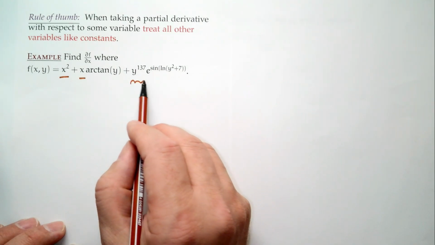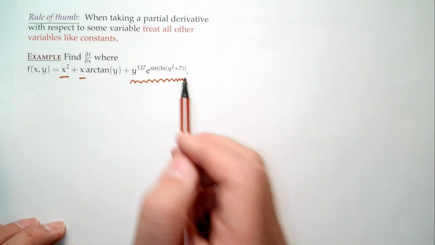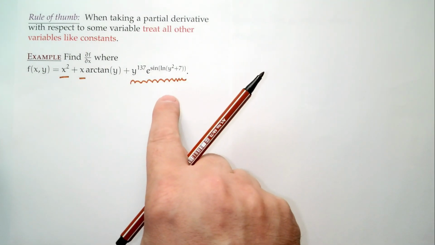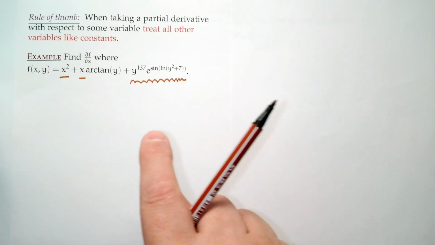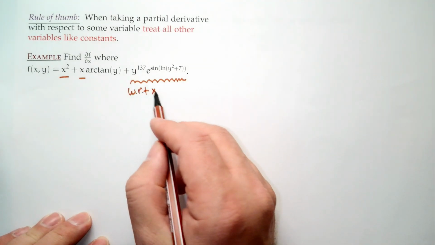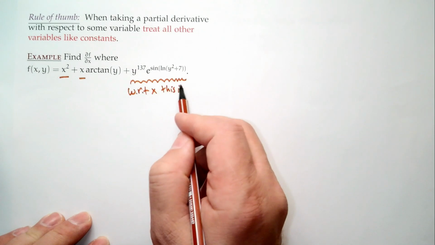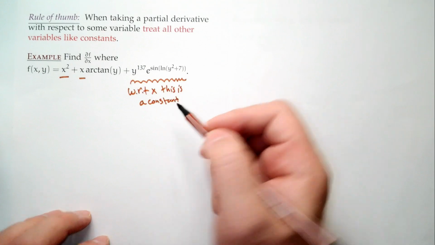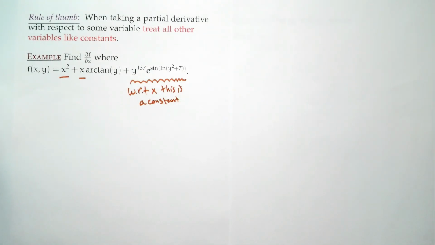Notice over here, the really unpleasant part, there's no x's involved. So from the perspective of taking a derivative with respect to x, how do you treat this last part? It's a constant. So with respect to x, this is a constant. Now, of course, if we change the question and ask, what about with respect to y? Then we're like, ugh. But with respect to x, it's a constant.